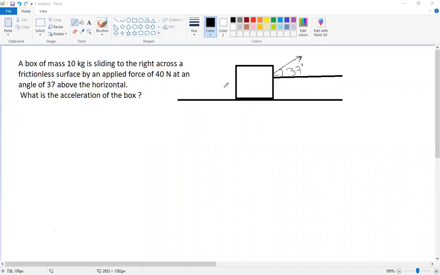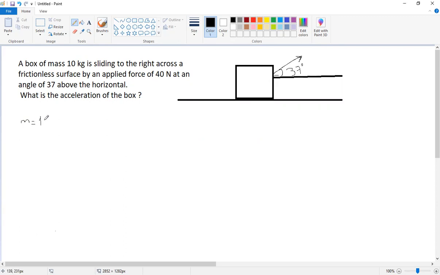Hello, grade 11. This is another application on Newton's second law with an applied force that makes an angle with the horizontal. So let's do this exercise together. First, a box of mass 10 kilograms. So this box has a mass of 10 kilograms. First, let me put the given down.